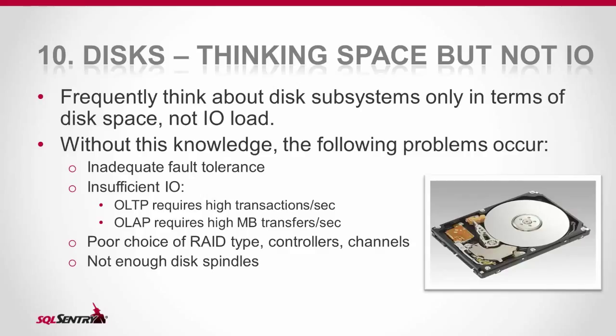If you don't pay attention to I/O, you might have things like inadequate fault tolerance. You might be given two disks with RAID 1 mirroring, not knowing that it's possible to have more than one disk fail at a time, and so your mirror can fail. You might be given entirely RAID 5. And RAID 5, even on a SAN, RAID 5 is adequate for read.